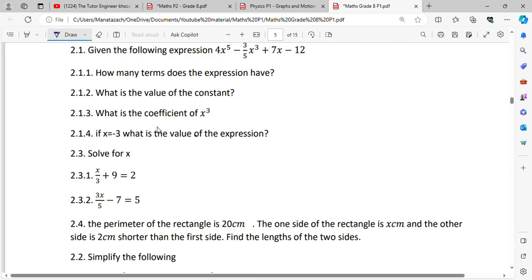We are continuing with grade 8 algebra, which is paper 1. So let's start with today's lesson.